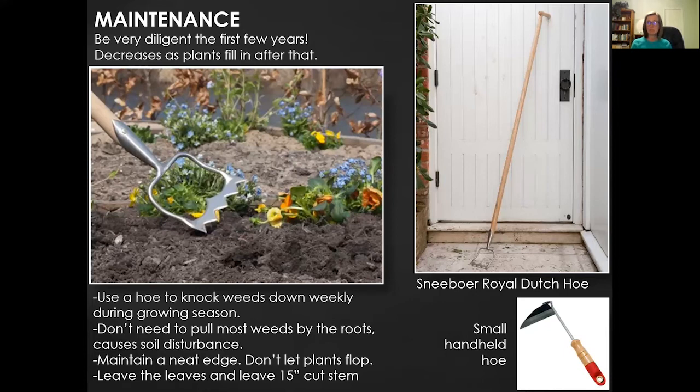Fabulous. Love it. So easy to just go through and you're slicing things right below the soil surface. A couple of neighbor-friendly tips for your pollinator gardens: just maintain a neat edge. Don't let plants flop all over the place. It looks unkept. So maintain a neat edge, whether it's a cut edge or a mowed edge, whatever is easier for you.